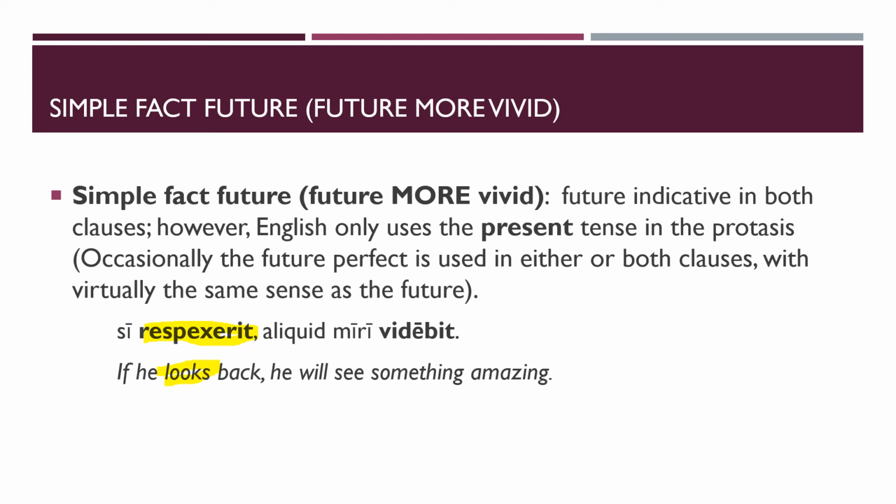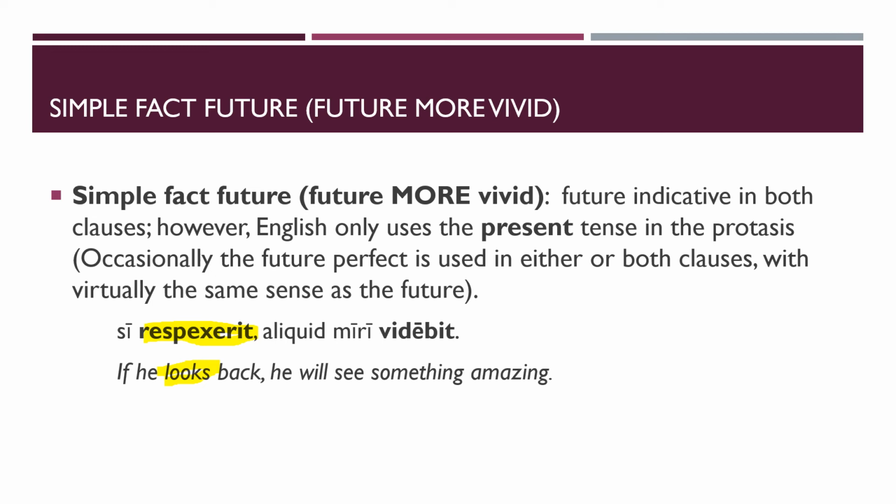Three conditions. Simple fact present, simple fact past, simple fact future. You can identify them very easily based on the tense of the verb in the conditions. And then you can see how to translate it.